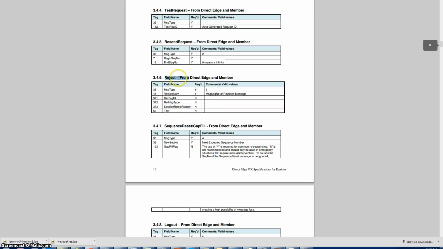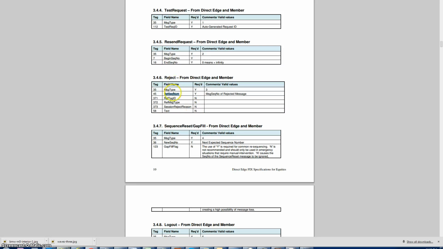So reject, 35=3. And you have a reference sequence number, which is going to tell you the sequence number of the message that you are rejecting. Sequence number 20 had something you do not like. So you send a 35=3 with a 45=20, because that is the sequence number of the message that you are rejecting. Otherwise, how do I know what you're rejecting? Tons and tons of messages, tons of orders, tons of executions. I need to know which message you are rejecting.